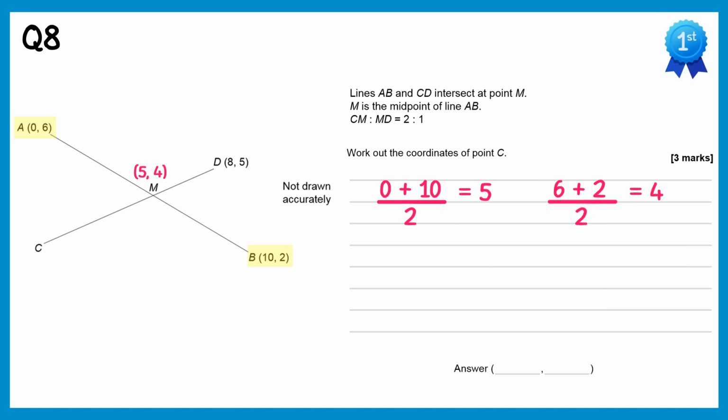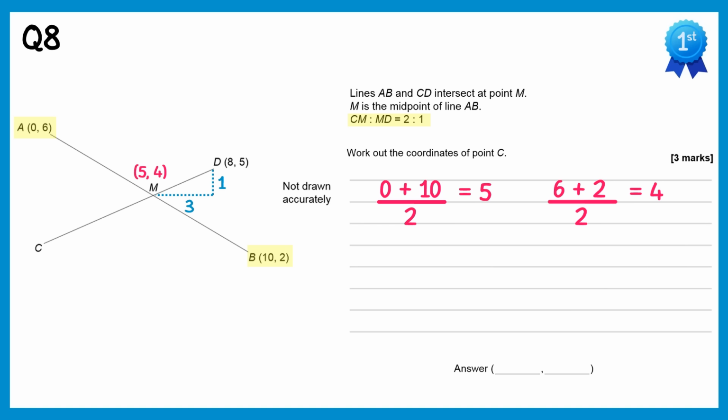We're also told in the question that CM to MD is the ratio 2 to 1. So if we look at how to get from D to M, if you look at the y coordinates, we've gone from 5 to 4 here, so this vertical line must have a distance of 1. If you look at the x coordinates, we've got 8 and 5, so this horizontal distance here must be 3.